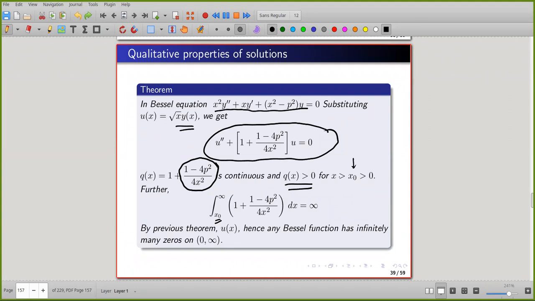Okay. So therefore, by the previous theorem, u of x, and remember we were interested in the zeros of Bessel's function, which are in one-to-one correspondence with the zeros of u of x. So therefore, u of x, and hence any Bessel function, has infinitely many zeros on the interval 0, infinity.